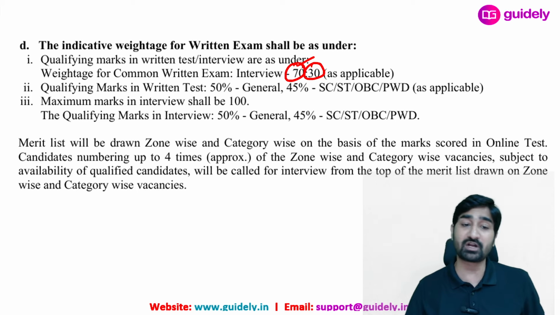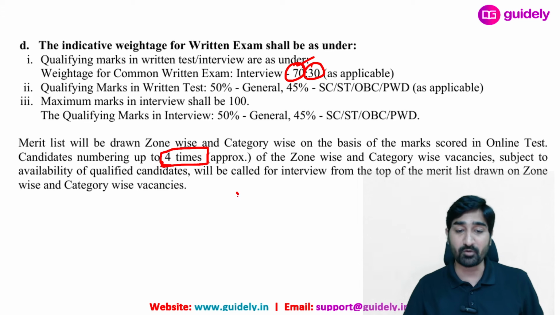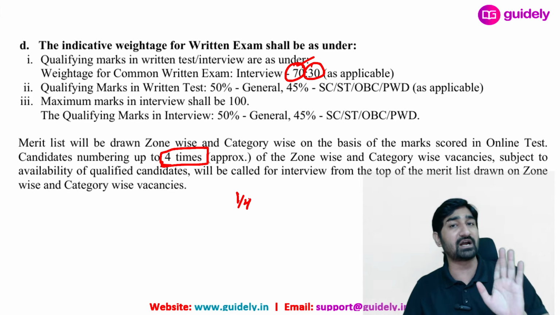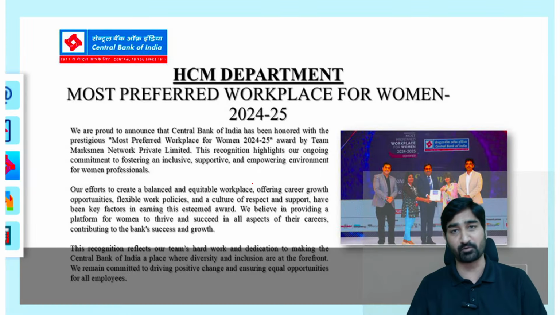In the interview, they have said that 4 times the total candidates will be called. It means the probability of getting selected will be 1/4. On every seat they will be calling 4 persons, out of which 1 will be selected. So your probability is 1/4.